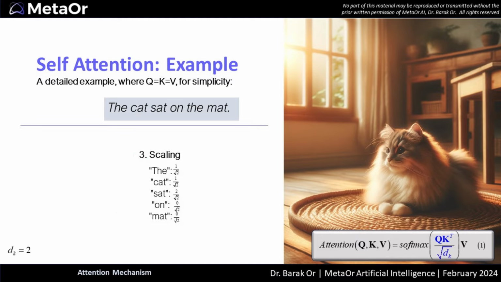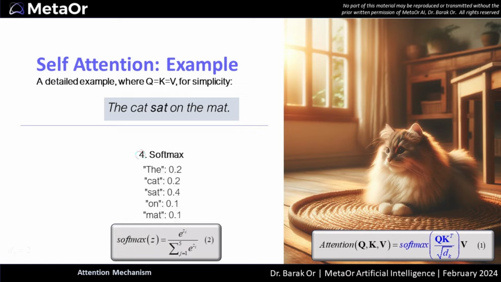The third operation is scaling of the resulting dot product by the square root of the dimensionality of the key vectors, in our example d equals 2. It is done to prevent extremely large values in the dot product, which can lead to gradients that are too small for effective learning. The fourth operation is the Softmax activation function, which aims to convert the result into a probability distribution. In our case, these are the attention weights that sum up to 1. It indicates the relative importance of each word in the sentence with respect to the query, "sat."